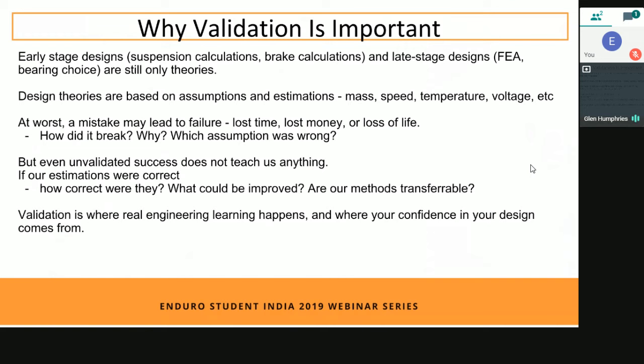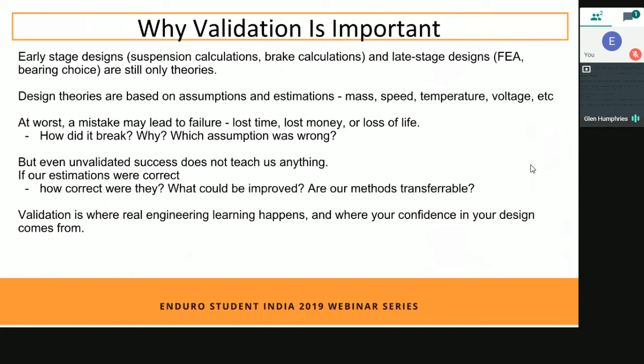But even say if it did work, if nothing breaks, everything goes well, but it's unvalidated, we haven't learned anything. If our estimations were correct, how correct were they? What could be improved? And are our methods transferable to other problems? And this is where the real engineering learning happens, when we validate our assumptions and our estimations. And it's where we should really get the confidence in our design.